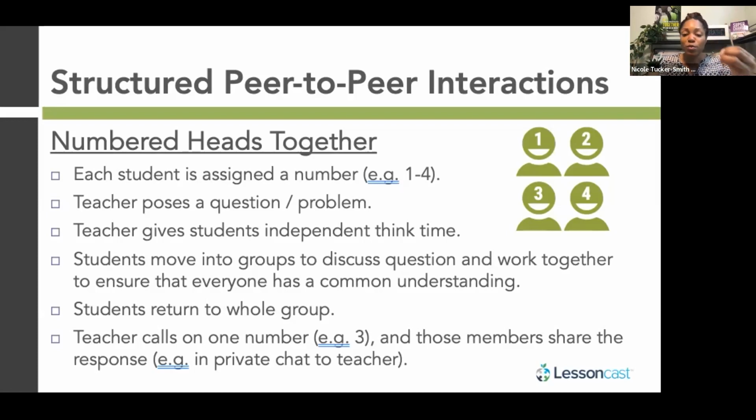share your group's response. And if you're doing this on Zoom, you could be in a private chat. If you're doing it in person, then you could share that response out loud or on the board, or it could be projected, but they're not just showing what they think, they're sharing what the group thinks. So that's one way to structure peer-to-peer interactions. And don't worry, I'm going to give you some time in breakout rooms to process these. I'm going to share with you 3 things and then give you time to process. So there's numbered heads together.